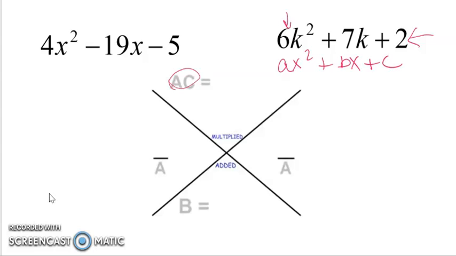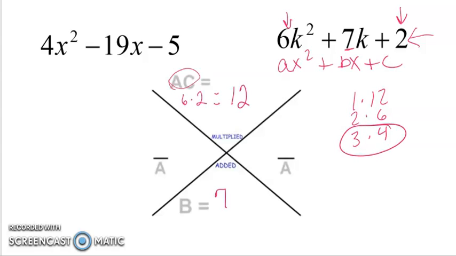So our a term is here, and our c term is here, and we're going to multiply them. So 6 times 2, and that's going to give us 12 up here. Okay? And then our b term is in the middle here, and that's a 7. Now we want factors of 12, that when we add them give us 7. So we know that's a 3 and a 4. Okay? Now notice here I divide by the a term. The a term was a 6.